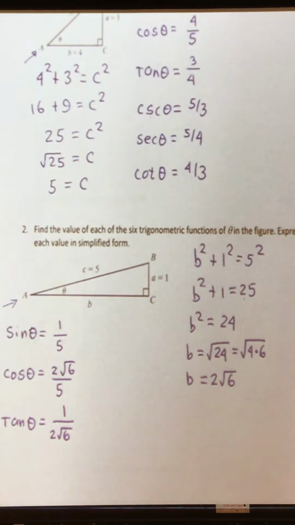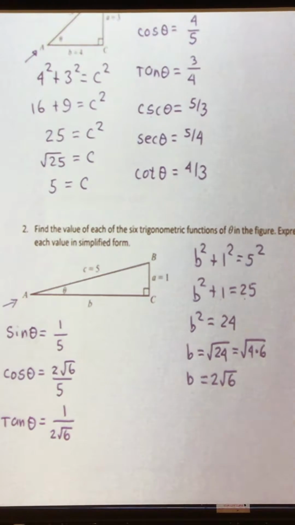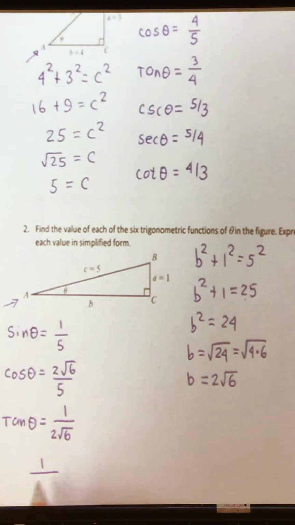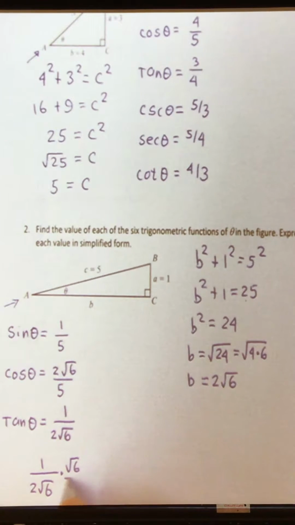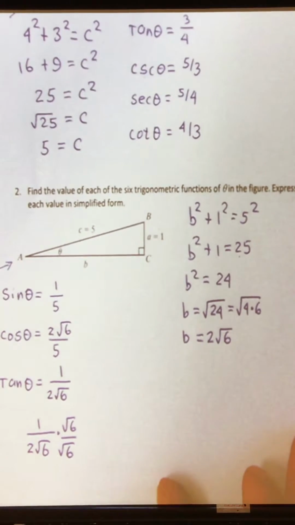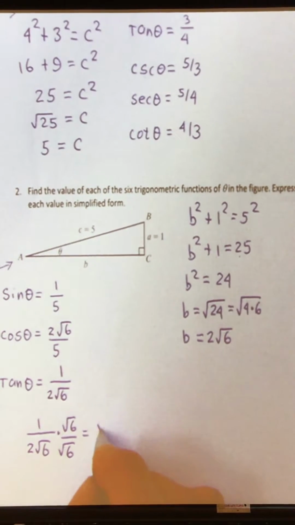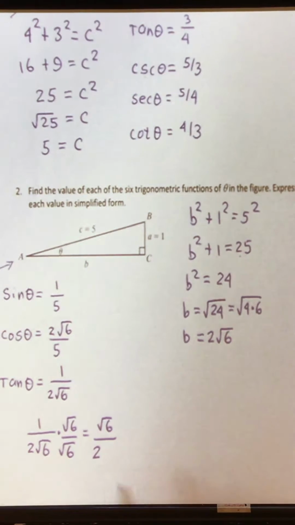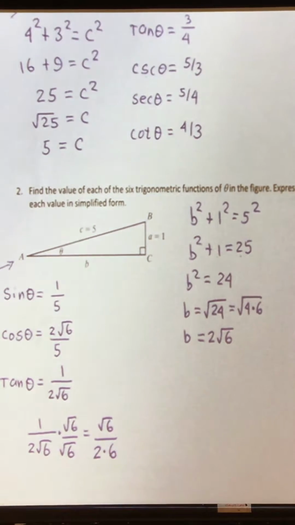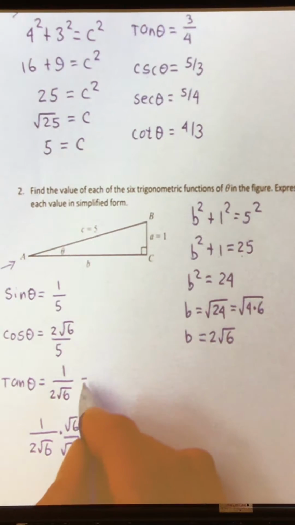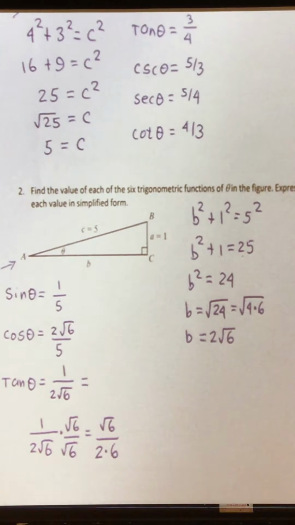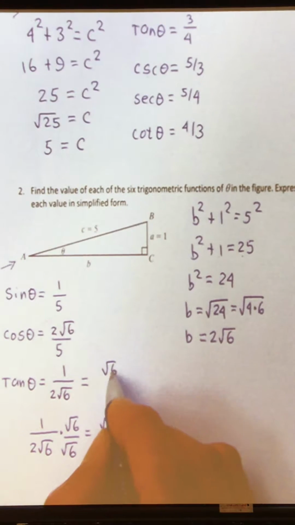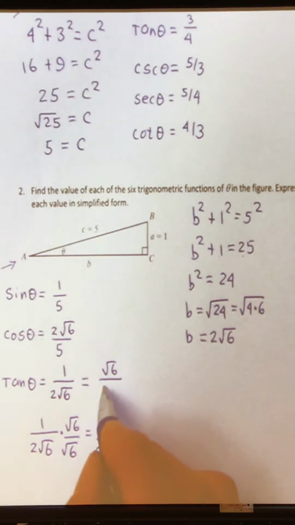Here we'll have to simplify this fraction on the bottom by rationalizing and multiplying by 1, square root 6 divided by the square root of 6. That'll give us root 6 in the top, and it'll give us 2 root 36, which is 2 times 6 in the bottom. And so our final simplified value for tangent theta will be root 6 divided by 2 times 6, 12.